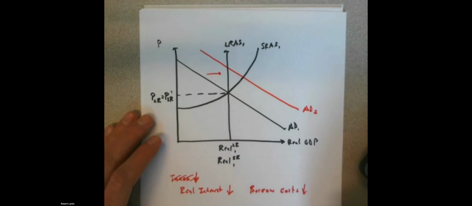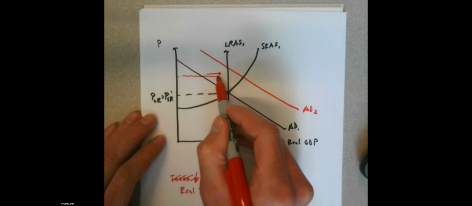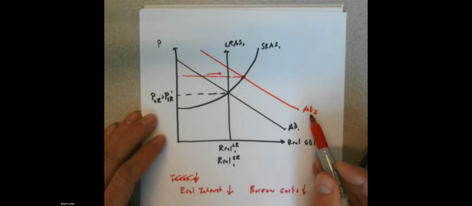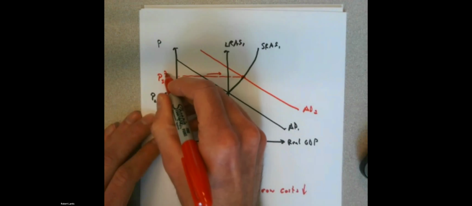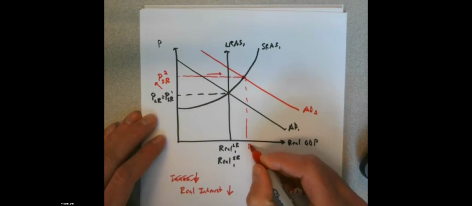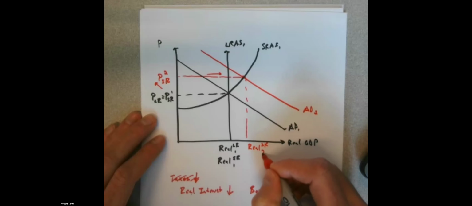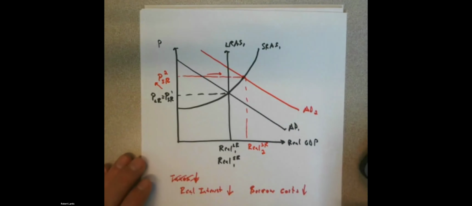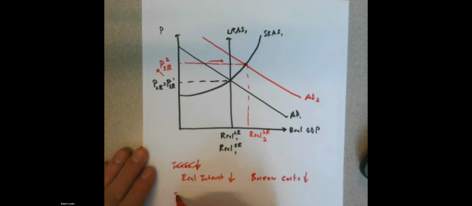So what is that going to do? Well, in the short run, the point where my new aggregate demand hits my short run aggregate supply is going to be at a higher price level, but it's also going to be at a higher level of real GDP. So in the short run, that aggregate demand increase is going to cause my prices in the short run to go up, and it's also going to cause my real GDP in the short run to increase. Okay.